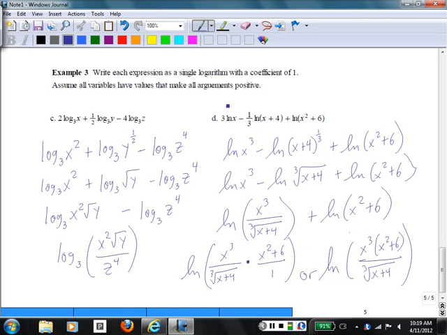Positive 3 natural log of x, x cubed ends up as a factor of the numerator. Positive log of x squared plus 6, x squared plus 6 ends up as a factor of the numerator. And negative coefficient on the natural log of x plus 4, cube root of x plus 4, ends up as a factor of the denominator. So this is the final answer. To multiply out the x cubed times x squared, it's probably better to leave it in factored form like this. That way, if we had to turn around and expand it, we wouldn't have to factor it first in order to do that.